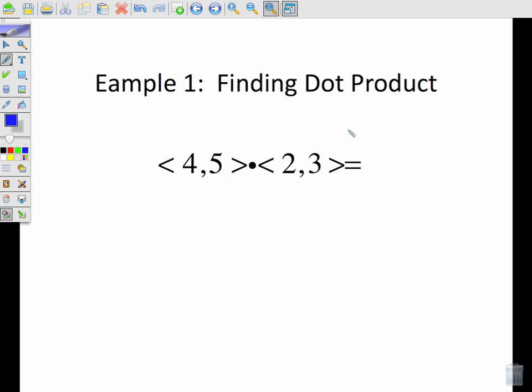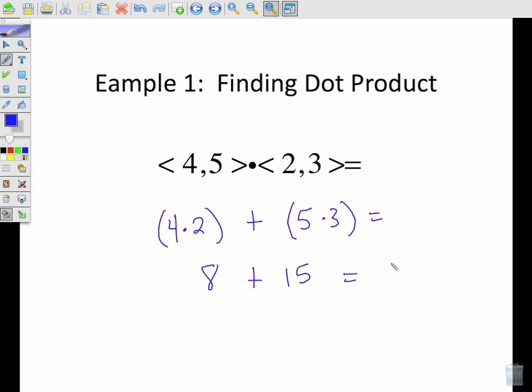Let's now use some of these properties. I'm finding the dot product of these two vectors. We would take 4 times 2 plus 5 times 3, which equals 8 plus 15, which is 23. Again, when I do my dot product, I match up corresponding parts, multiply to get 8, multiply to get 15, and then add the results together.